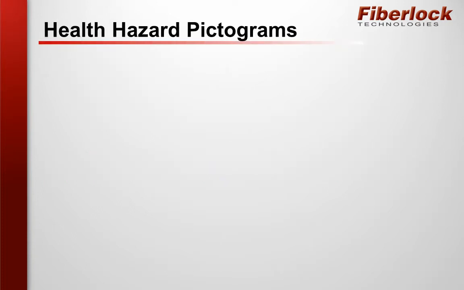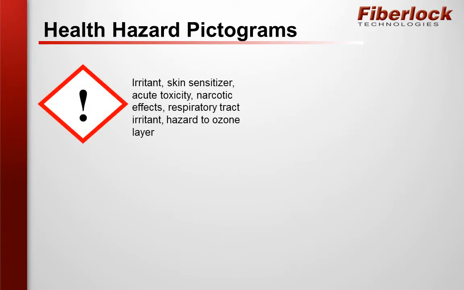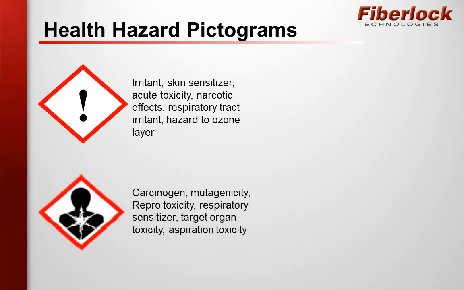Health hazard pictograms. The exclamation point represents irritant, skin sensitizer, acute toxicity, narcotic effects, respiratory tract irritant, hazard to ozone layer. The silhouette of a person with a starburst across the chest is used to indicate that the substance is a chronic and/or target organ hazard, which represents carcinogen, mutagenicity, reprotoxicity, respiratory sensitizer, target organ toxicity, or aspiration toxicity.